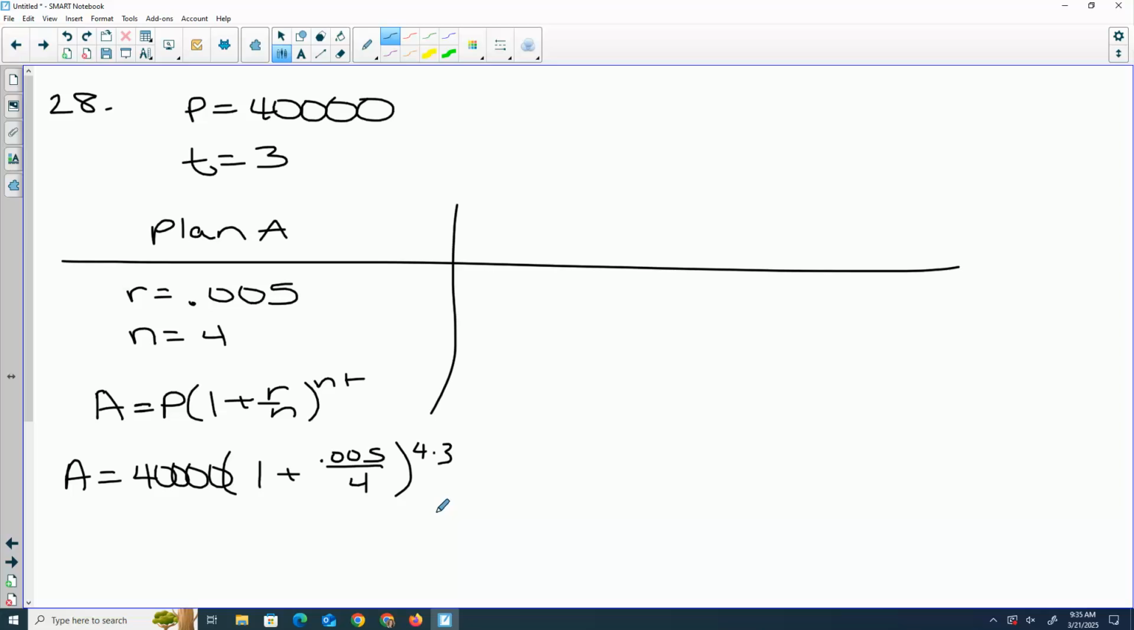Is 0.05 the same as 0.005? Because 0.5% turns into 0.005. If you understood it as 0.05, it would not be the same, because I'm dividing the percent by 100. Right. So you get $40,604.14.